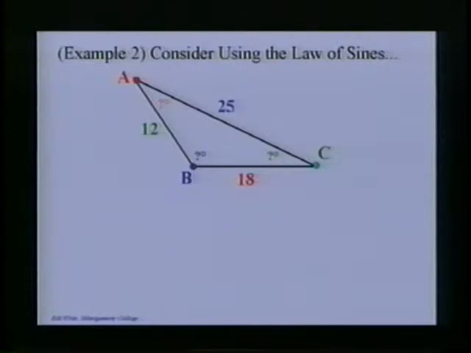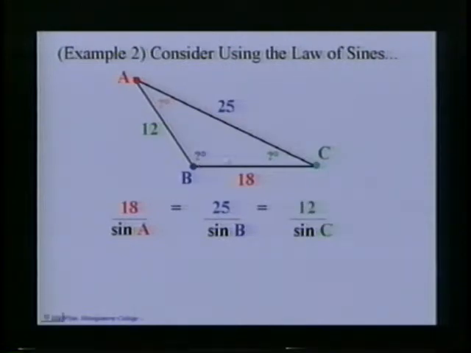We're going to use the law of sines. Let's see, what do we want to find here? I'm going to do 18 over the sine of A, but I don't know what A is. Equals 25 over the sine of B, but I don't know what that is. Uh-oh. 12 over the sine of C. Uh-oh. I don't have any angles in this case. I don't know any of the angles, so I can't use the law of sines. And I can't use anything else because it's not a right triangle.